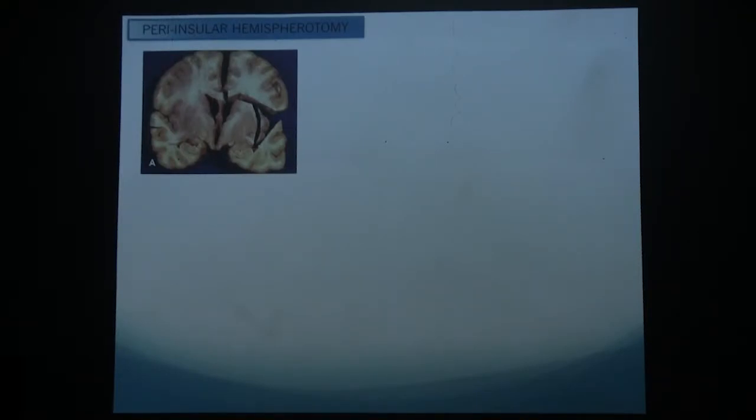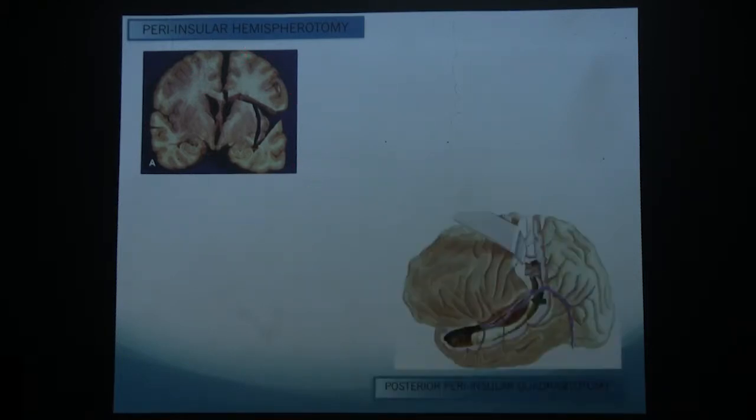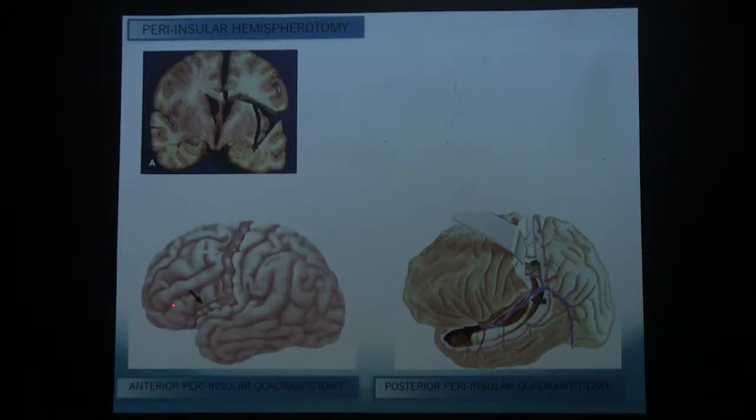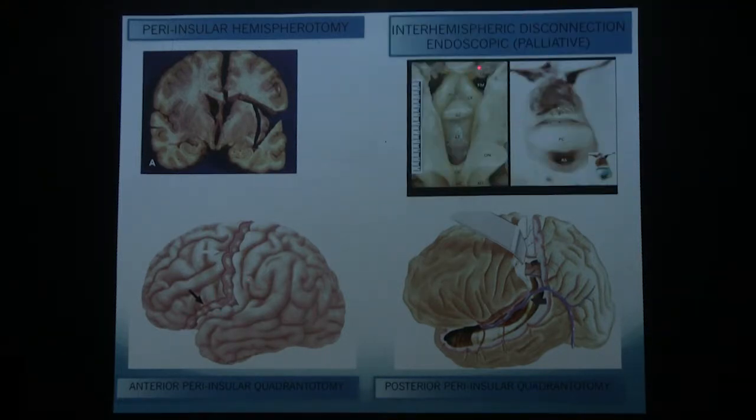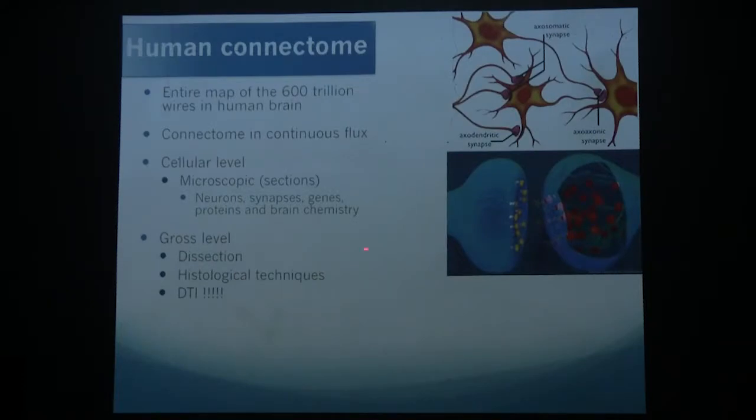So just to summarize the techniques that we discussed today, we started with hemispheric epilepsy surgery, in which one whole hemisphere was disconnected. Then we went on to a posterior quadrantotomy, in which the temporal, parietal, and occipital lobes were completely disconnected. Then we discussed the anterior quadrant, in which the frontal lobe was completely disconnected. And then we went on to a palliative procedure in which you have total interhemispheric disconnection, the anterior commissure, posterior commissure, and habenular commissure, and the corpus callosum. So I hope we can see some of this in the lab today.